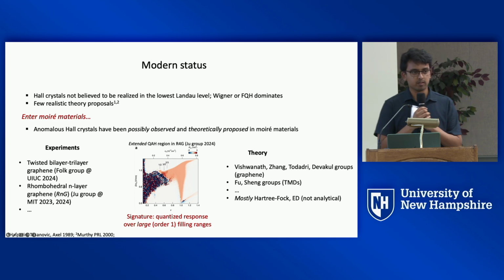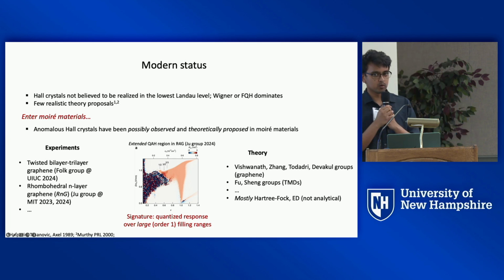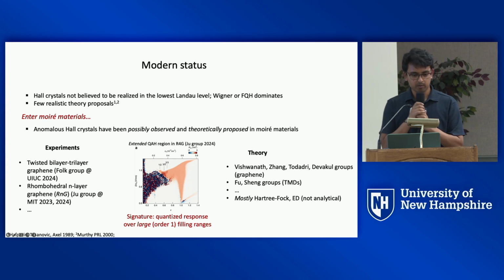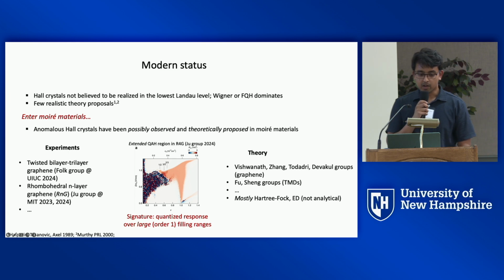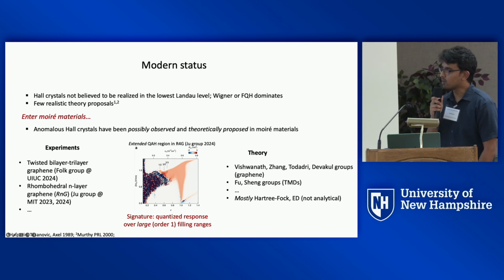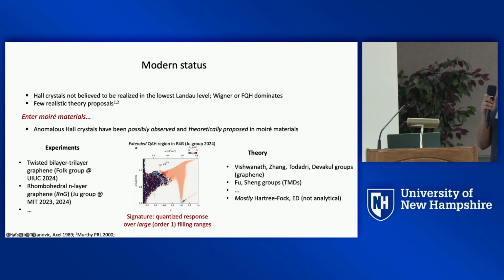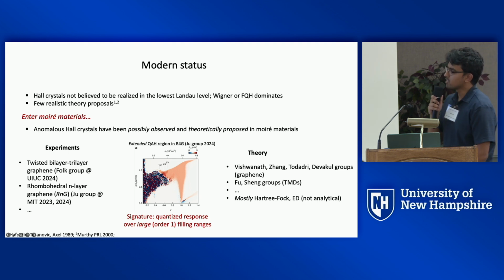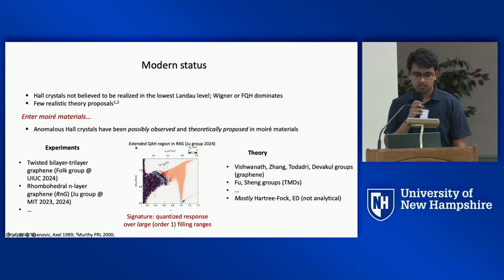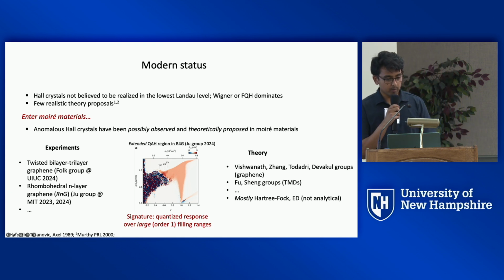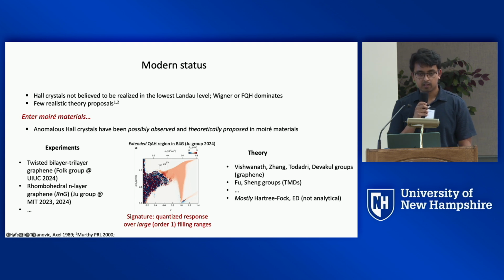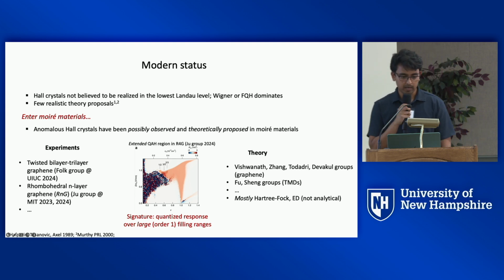That sort of changed with the entrance of Moiré materials, which allows for a broad range of tunable platforms, which can realize all sorts of phases of matter. And in particular, in the last few years, anomalous Hall crystals have garnered particular attention. These are Hall crystals which exist at 0 field, and they've possibly been observed and certainly theoretically explored in a class of Moiré materials. Just a non-exhaustive list here on the experiment and theory side. So it includes twisted bilayer trilayer graphene, rhombohedral n-layer graphene, the latter from the group of Longju at MIT.